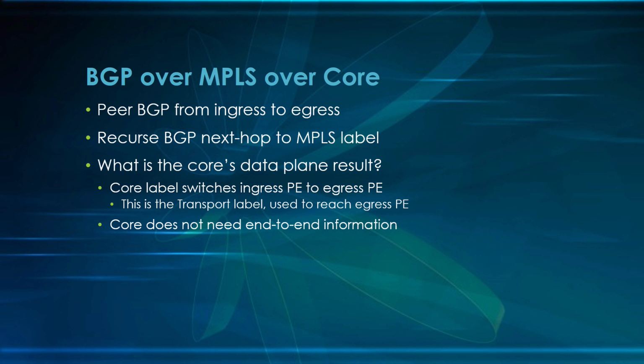So the core's data plane now is core label switch traffic between the ingress PE and the egress PE, and this is known as the transport label, and it's used to reach the egress PE. The core does not need to know end-to-end information and will not see anything from the customer, because the customer routes are actually in a different routing table.